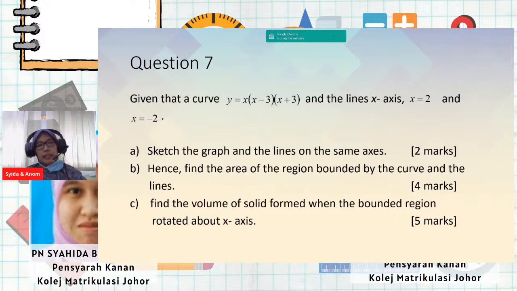Okay, given the curve y equals cubic, x minus 3, x plus 3, and the line x-axis, and the lines x equals 2 and x equals negative 2. Sketch the graph, find the area, then find the volume.